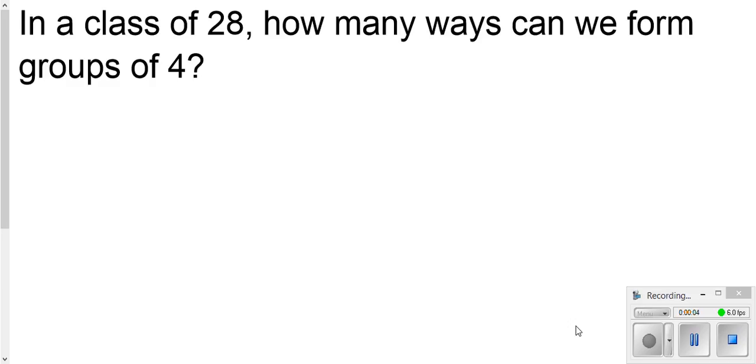So, suppose you had a class of 28 students. In how many ways could you form groups of four? When most people think of this, since we're forming groups of four, most people realize that it's going to be a combination versus a permutation. And a very common response is to think of that being 28 combination 4.